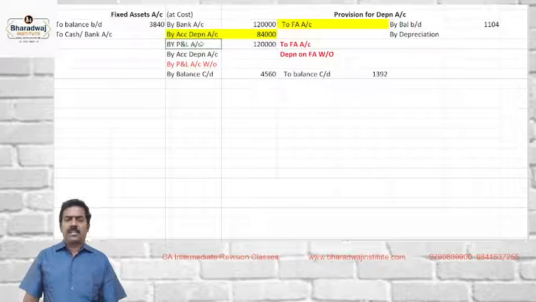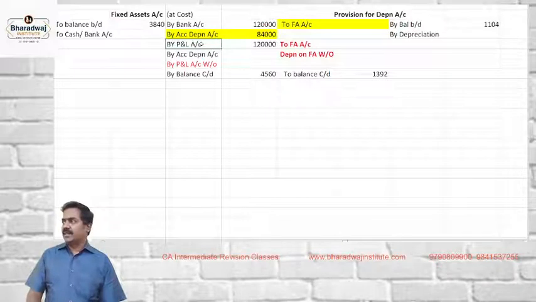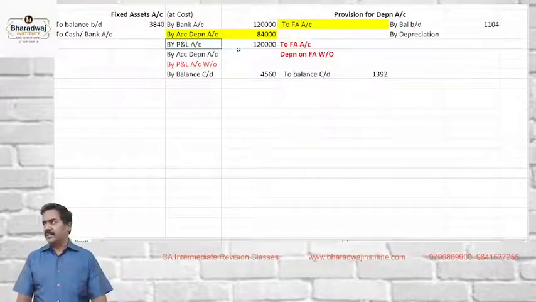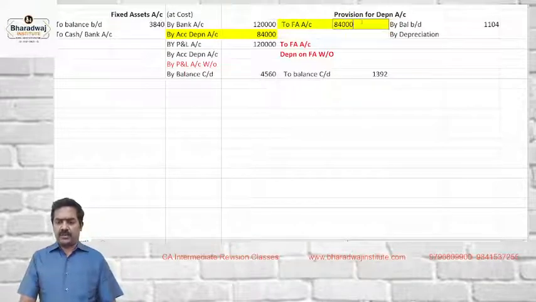By P&L account is nothing but the difference between what? Book value and selling price. Please remember it is not cost of the asset. Book value means which value? WDV. So on the fixed asset sold, you write off that 84,000.